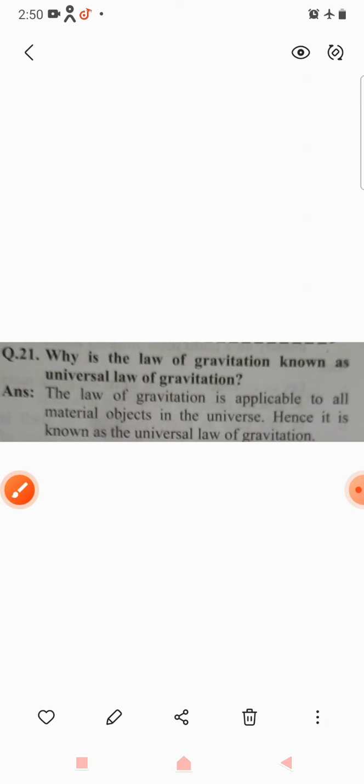So why is it known as the universal law of gravitation? The law of gravitation is applicable to all material objects in the universe, hence it is known as the universal law of gravitation. When we say material objects, we mean all the materials present on the surface of the earth or above the surface of the earth, so it is applicable there.